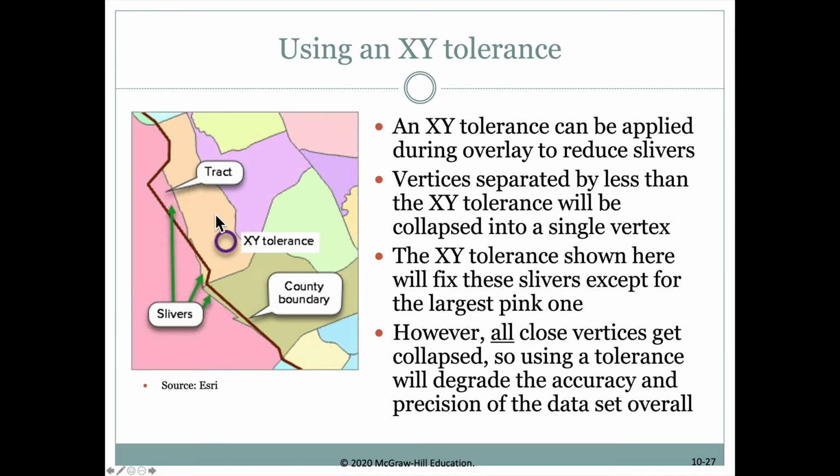However, in this example here, this XY tolerance of this distance here would get rid of this sliver polygon and this sliver polygon, but it would not get rid of this sliver polygon because it's beyond the tolerance. So we just have to be aware that we can use this XY tolerance setting in order to try to get rid of the sliver polygons, but you have to remember you're also degrading the data because you're moving around vertices, and whether or not that's an accurate representation of what the data actually is is a big question.